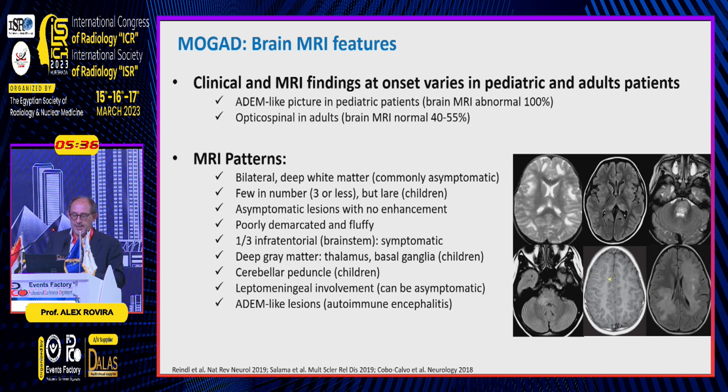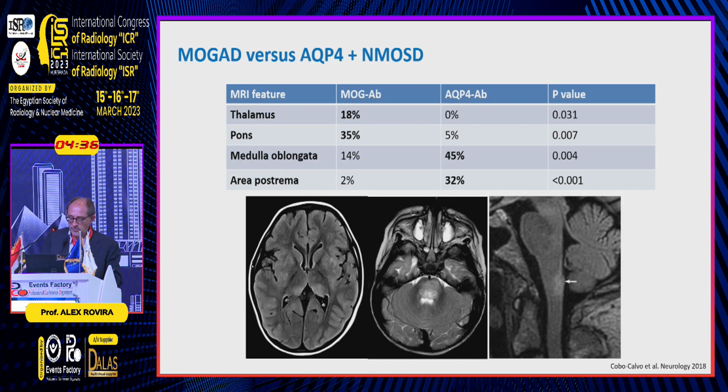Usually you have relatively large but few lesions involving both brain hemispheres. The lesions usually are poorly demarcated and fluffy. It's quite typical to involve the brainstem and the middle cerebellar peduncle, particularly in children. Leptomeningeal enhancement, as you can see in this particular patient, is quite common. And particularly in patients presenting with an ADEM-like syndrome, you can see these very large tumefactive lesions showing in some cases enhancement. But you have to keep in mind also that up to 50% of patients with this condition in the adult population will show no abnormalities in the brain, because mostly in this population the areas that are involved are the optic nerve and the spinal cord, with no involvement of the brainstem, of the brain.